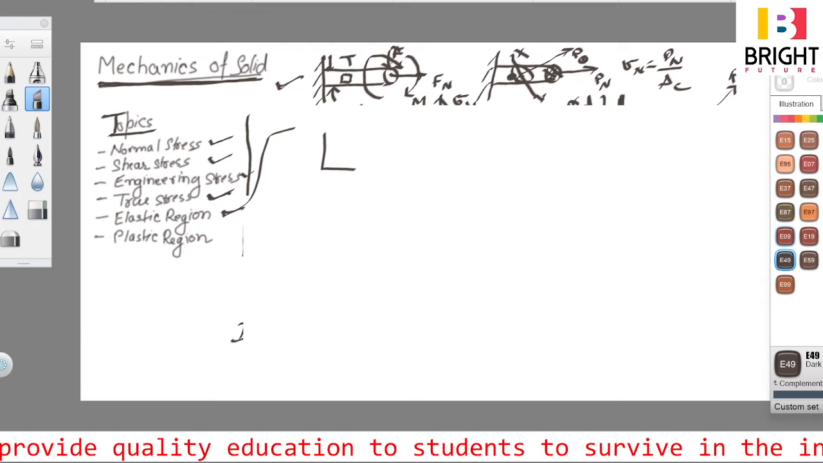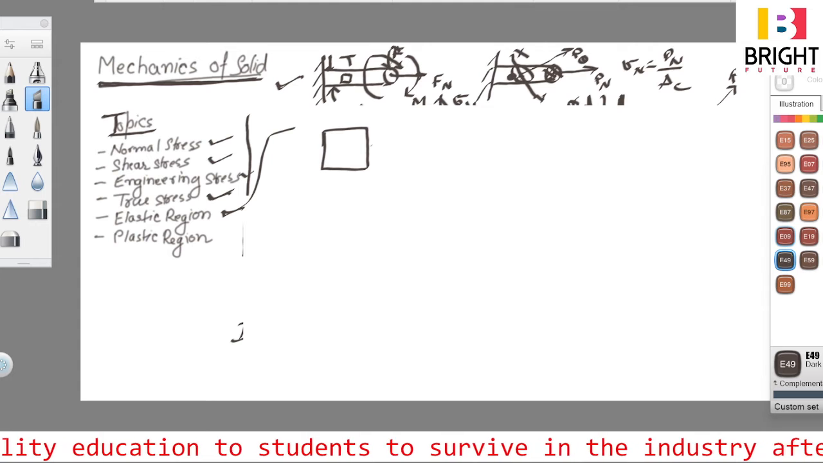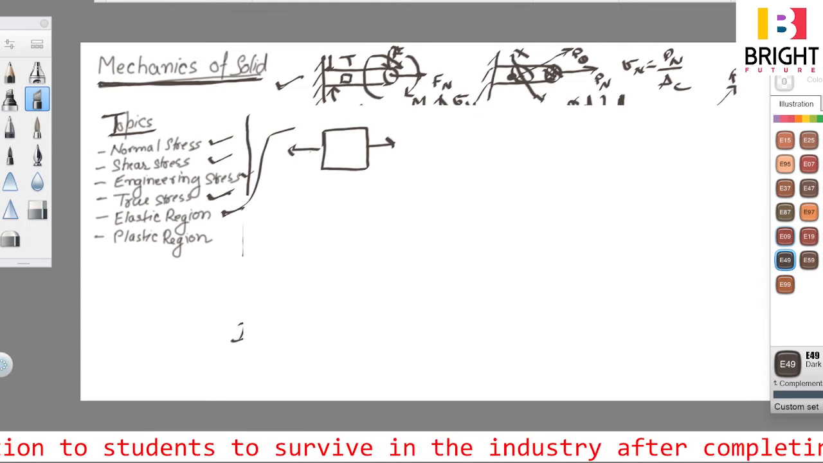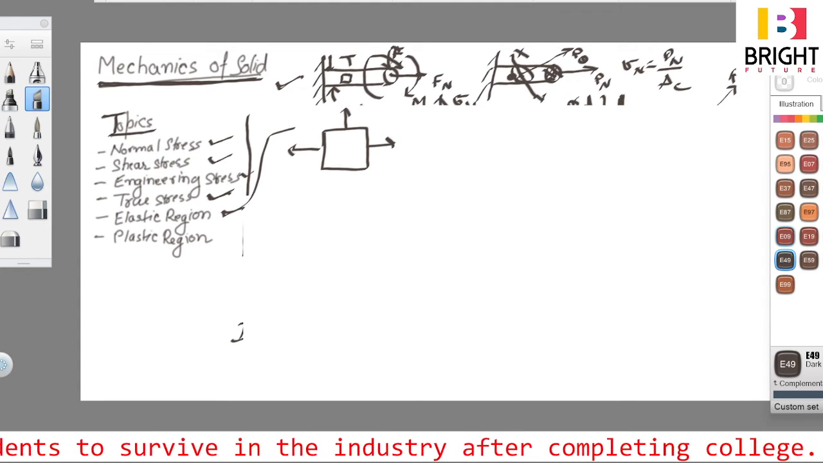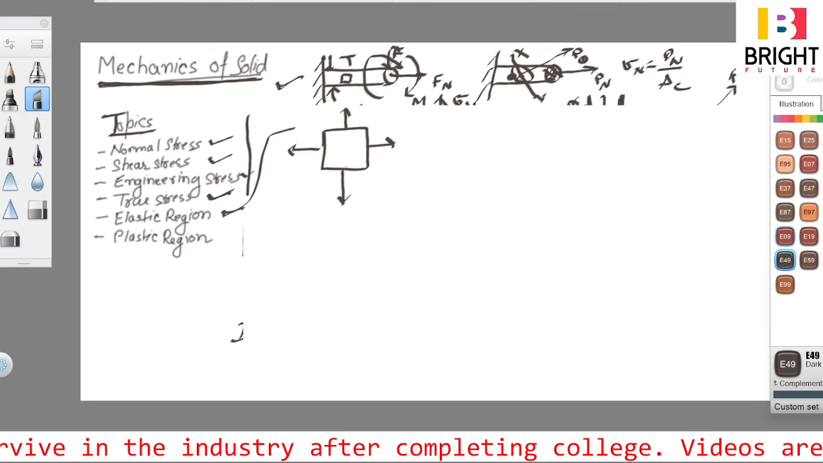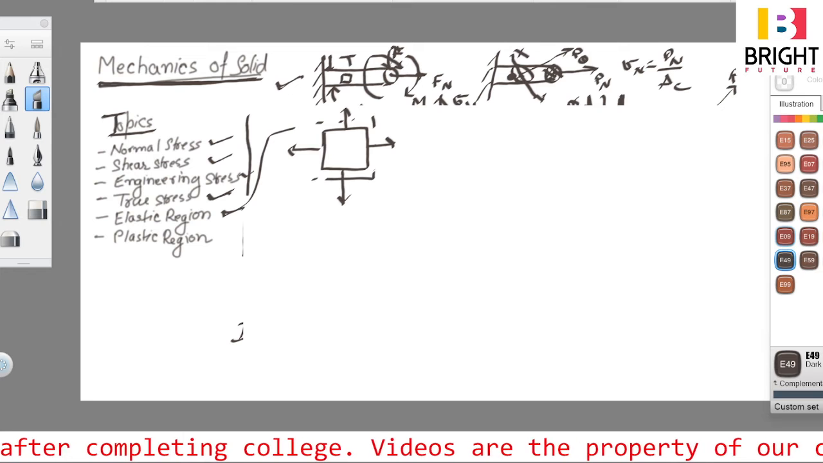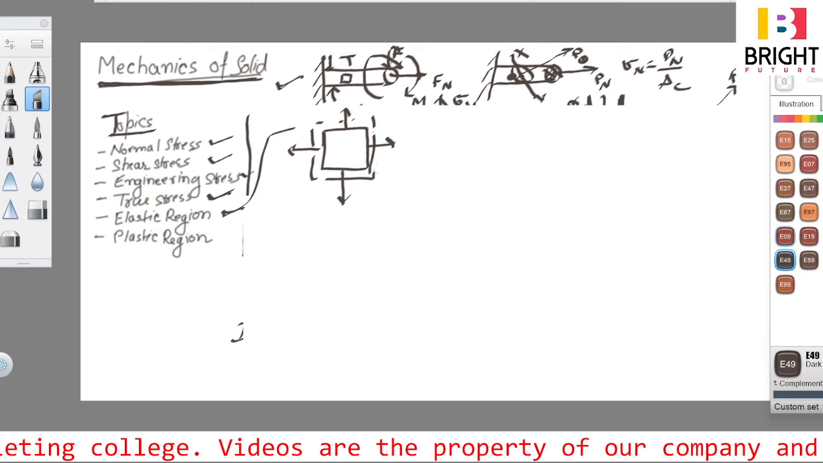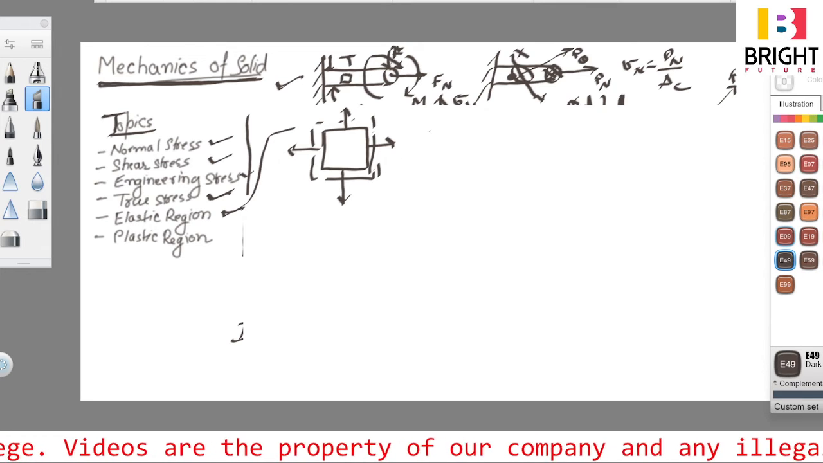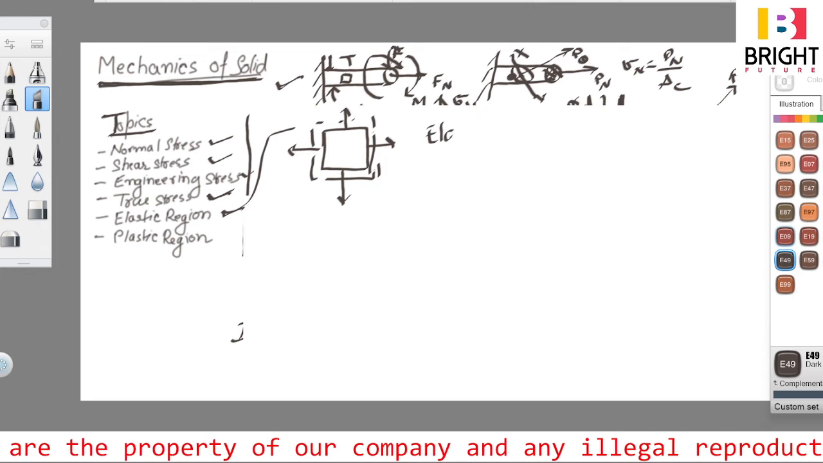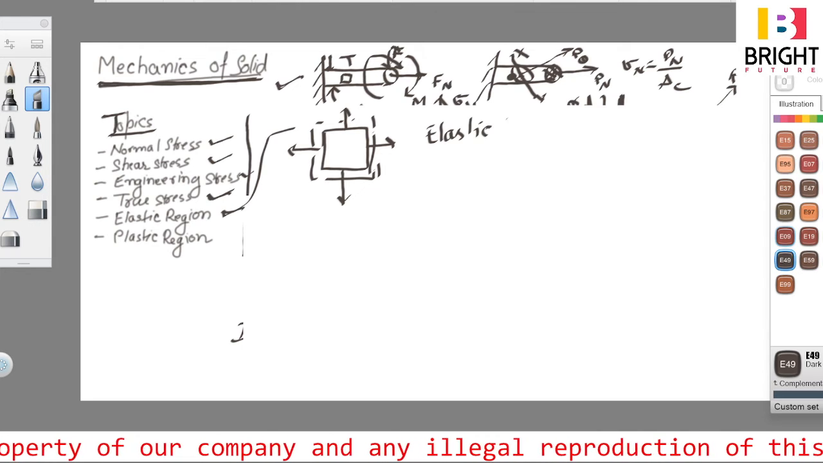For example, this is a sample, and we applied this load. This is a normal load. I am not talking of shear, don't get confused over there. We are applying this normal load. Its volume will increase within the elastic limit. Its volume will keep on increasing, but up to what point? Up to the point of the elastic limit.